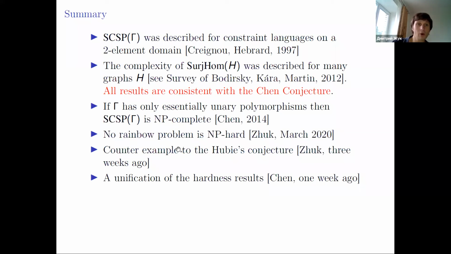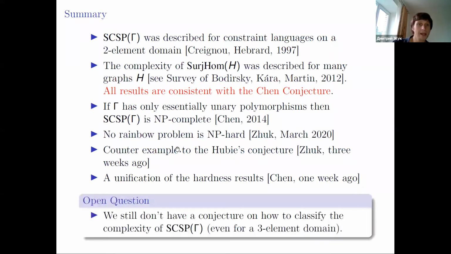But still, it's some unification, and it's good because something good is happening. People are interested in this problem, and new ideas appeared. Another good thing: we don't have a conjecture, so everything is widely open and the problem is cool. So go ahead and solve it. But first we need to find a conjecture, at least for 3-element domain, or at least for the graph homomorphism problem, because even for that we don't have a conjecture. And probably Hubie's conjecture holds for the graph homomorphism problem. As you see, my example is a bit artificial. It's 5-ary, and if you consider just binary relations, who knows, probably it holds.